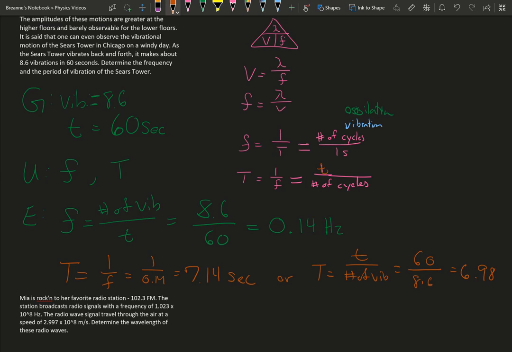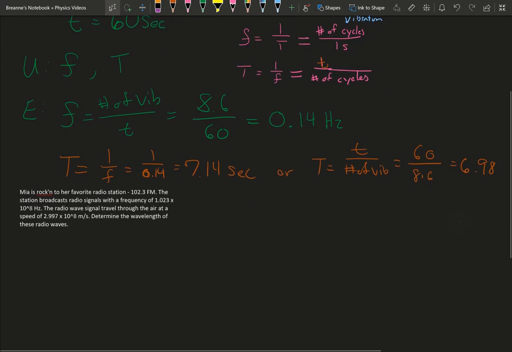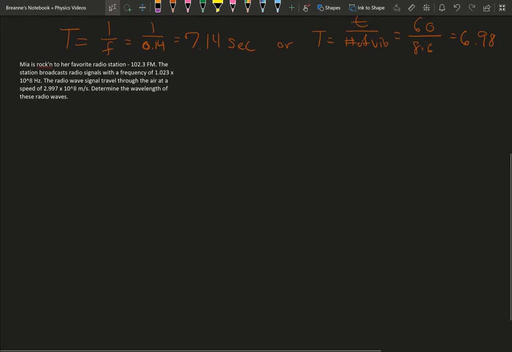If I do 1 over the non-rounded answer, which is 0.1433333, I get the exact same answer here. So this one's different because I rounded here. If you don't round, you get the exact same answer. But you could do either way, and it works. So that's how you find your frequency and period. Let's look at the next question.